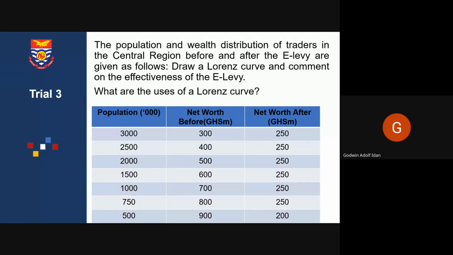So for instance, we had populations as against their income, and now we want to understand how these incomes are affected when we introduce e-levy. And so this is how the question is looking like. Now, the first step says that we should do what? Who remembers the first step?